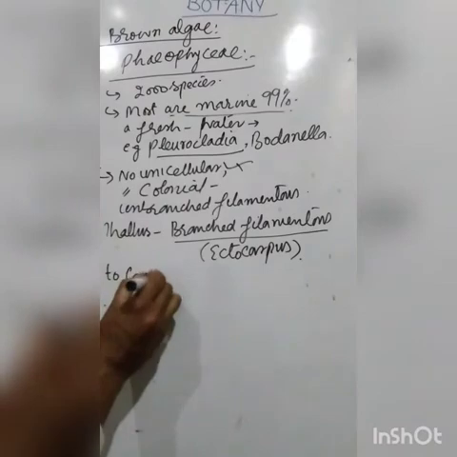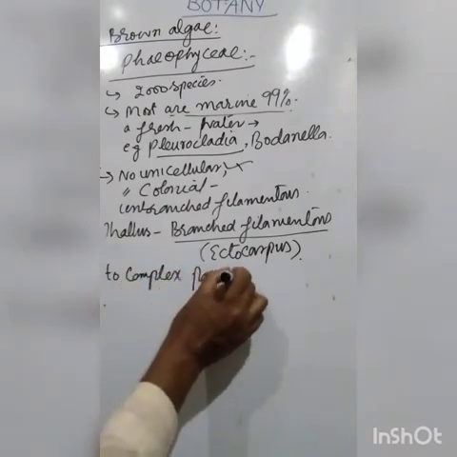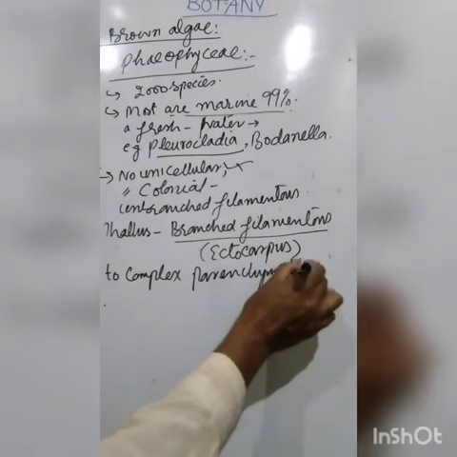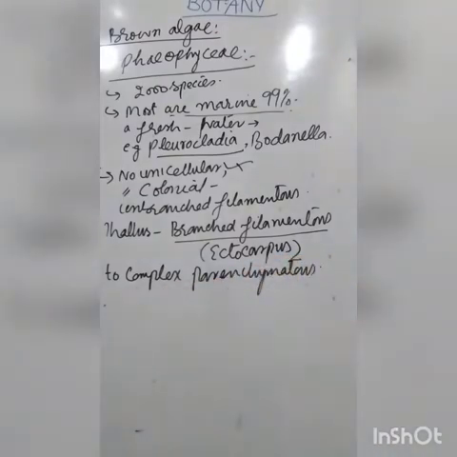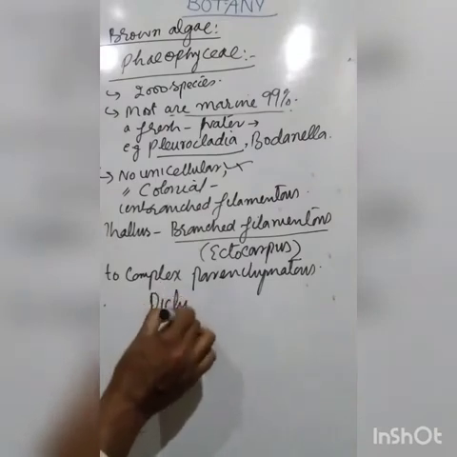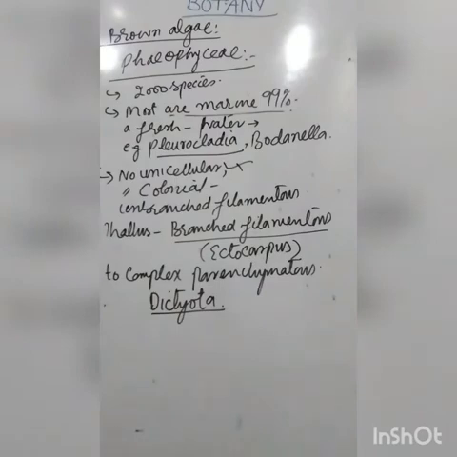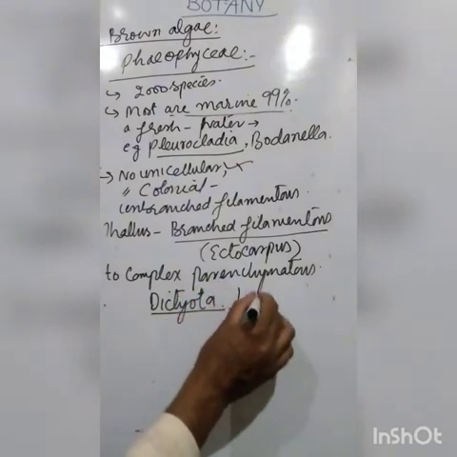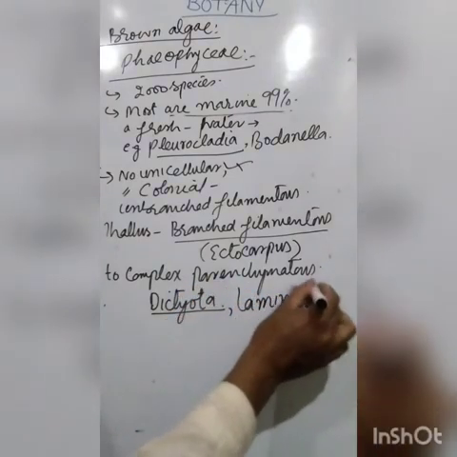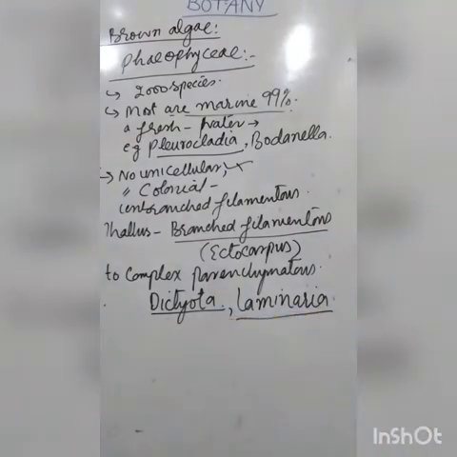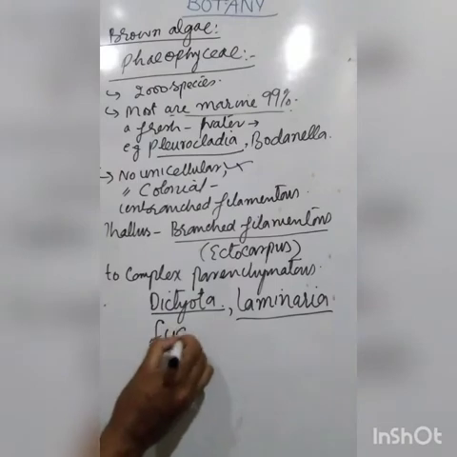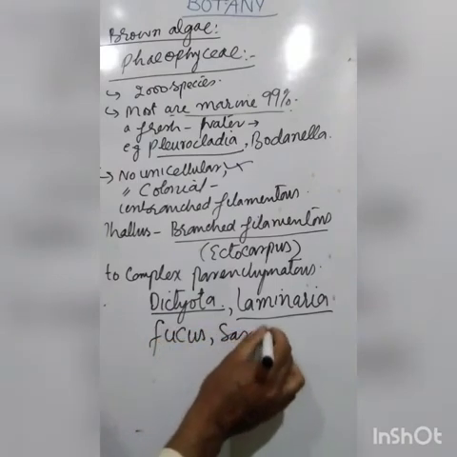Too complex, parenchymatous. I said this is sheet-like, parenchymatous. And there is one that is called Dictyota. There is another that is called Laminaria. And there is another that is called Fucus, F-U-C-U-S. There is another that is called Sargassum.